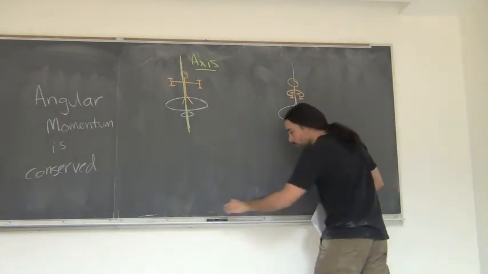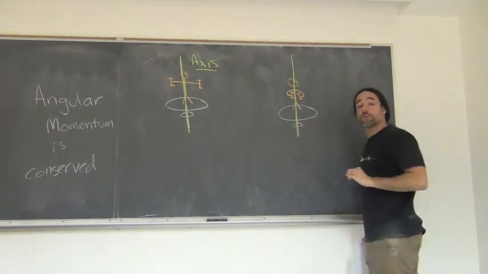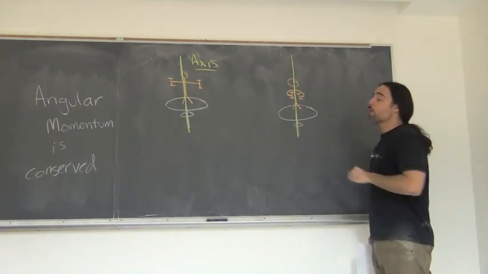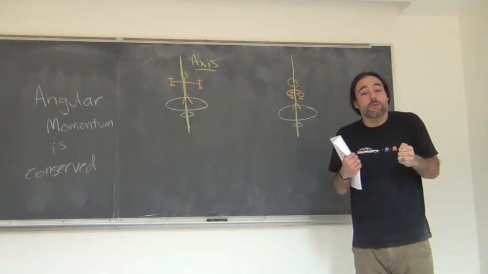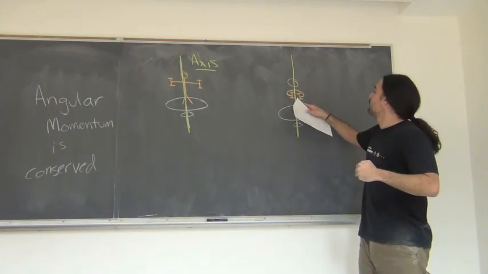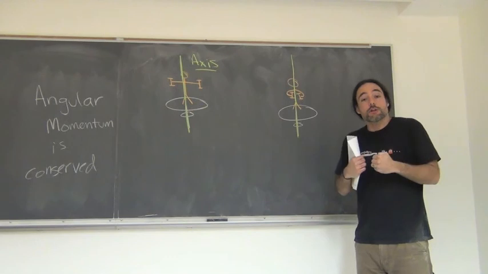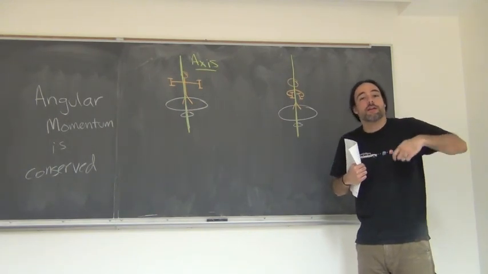When I switch over to this picture, Zach pulls his arms in. His moment of inertia is now going to be smaller. It's going to be easier to rotate because, again, the mass is going to be distributed closer to the axis of rotation, which means it's going to be easier to rotate that mass.